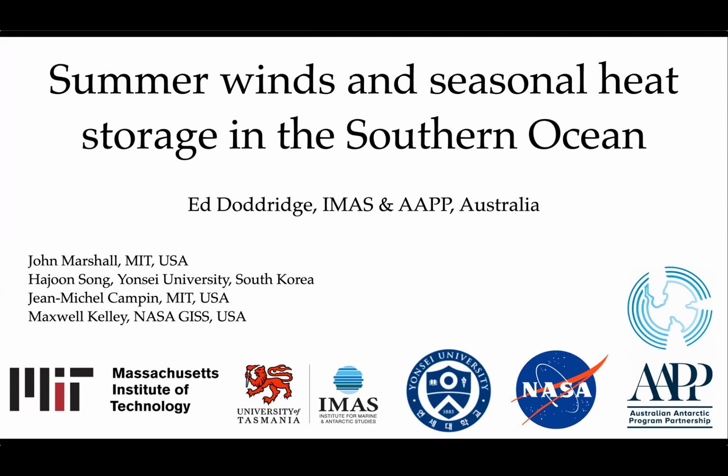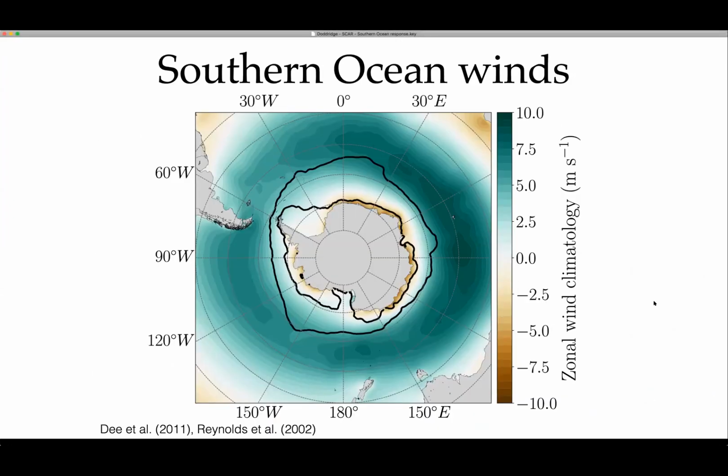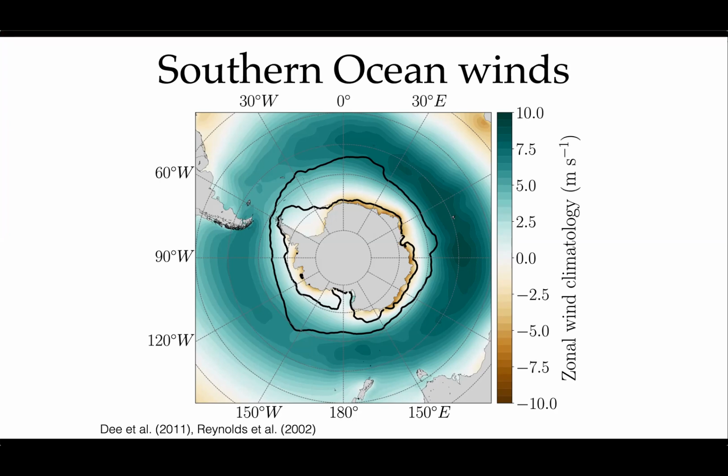So let's jump into it. Now, I'm sure you're all on top of this, but I find it really helpful to start thinking about the mean state before we think about how these changes are happening. And so this is just a plot of the climatological zonal wind in the Southern Ocean. So as you'd expect, it's very windy. So we have strong zonal winds, and these two black contours represent the summertime and wintertime sea ice edges defined by the 15% concentration contour from satellite retrievals.